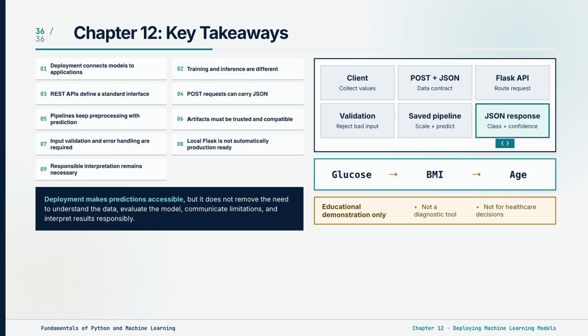Deployment makes predictions available. It does not remove the need to understand the data, evaluate the model, communicate limitations, and interpret results responsibly. This concludes Chapter 12 and our lecture on deploying machine learning models.